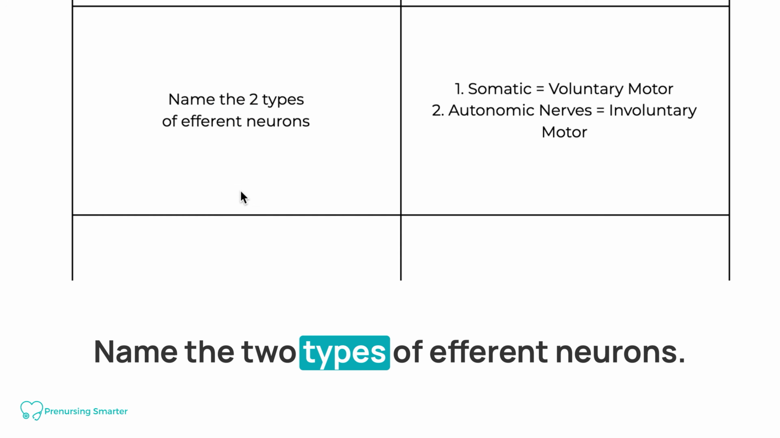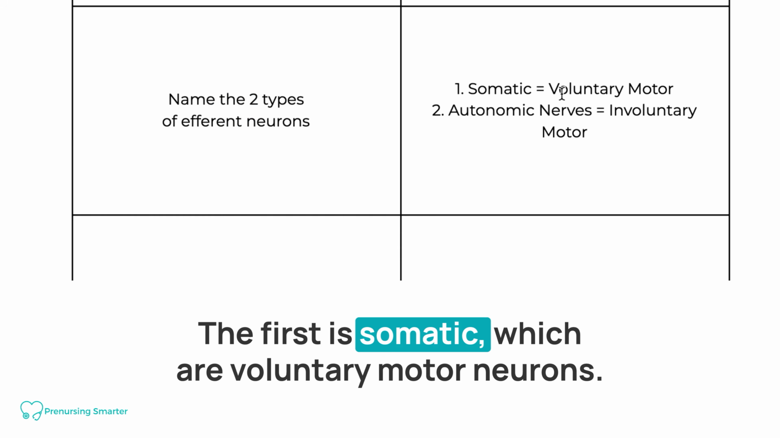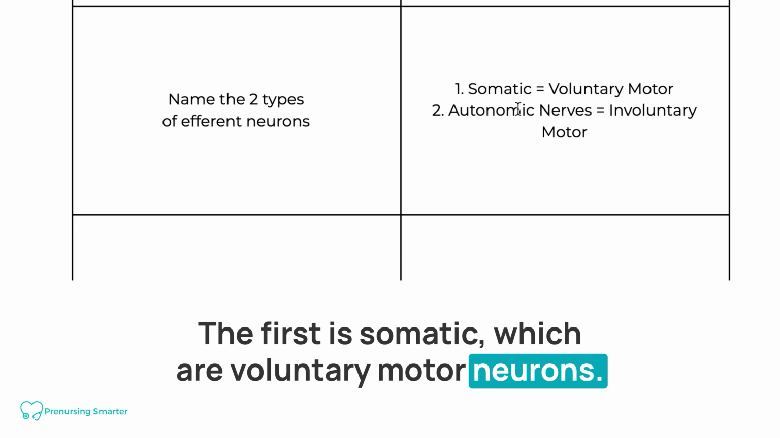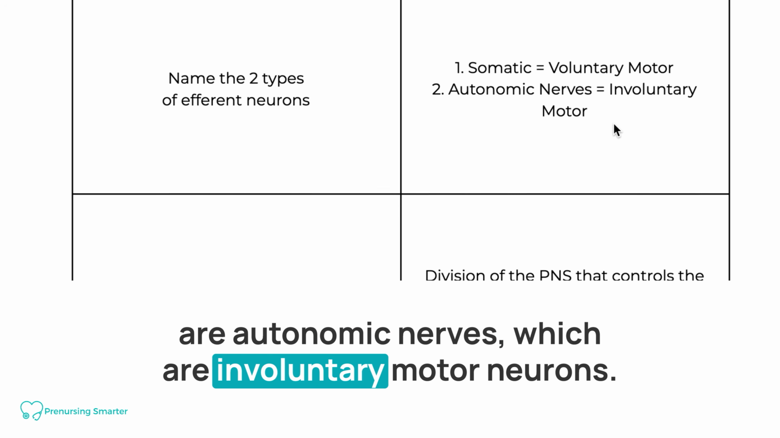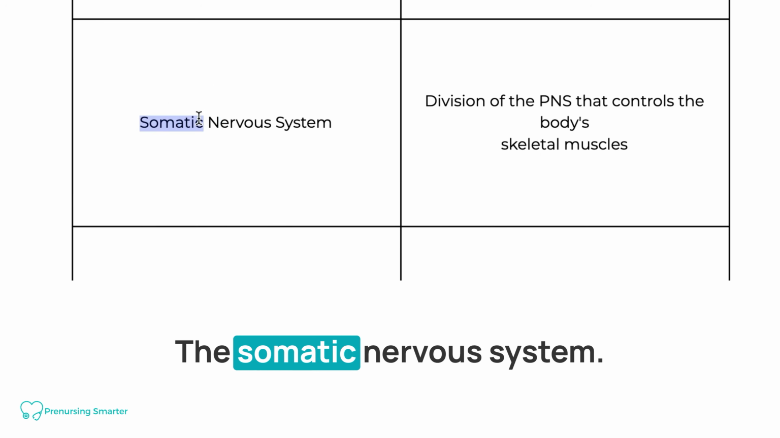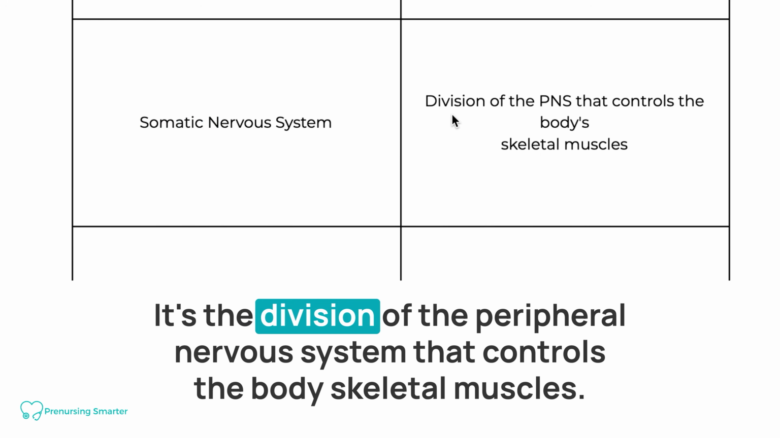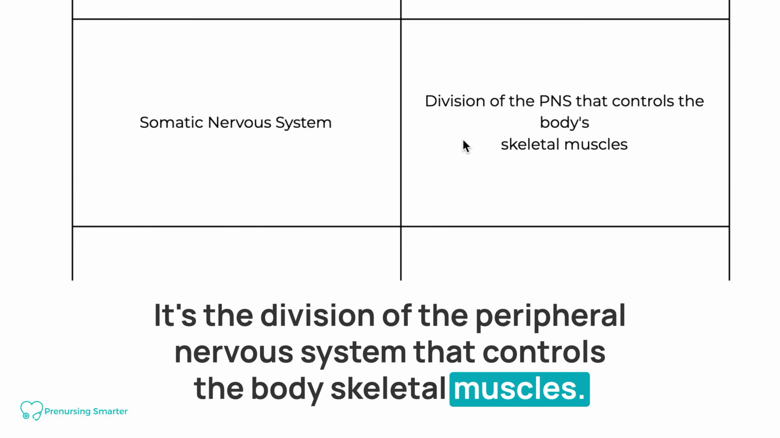Name the two types of efferent neurons. The first is somatic, which are voluntary motor neurons, and the second are autonomic nerves, which are involuntary motor neurons. The somatic nervous system is the division of the peripheral nervous system that controls the body's skeletal muscles.